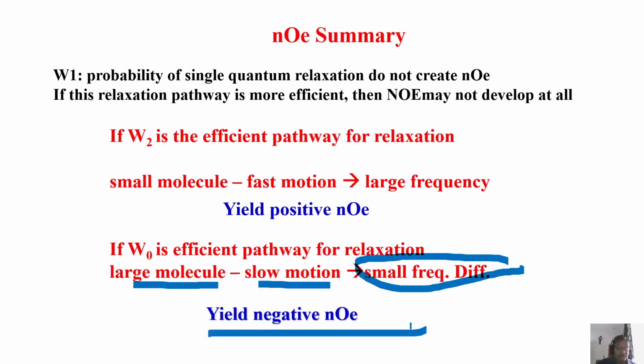Remember 3 cases. If the relaxation is through W1, no NOE. If the efficient relaxation pathway is double quantum W2, then positive NOE. If the relaxation is efficient through the zero quantum pathway, it is negative NOE.